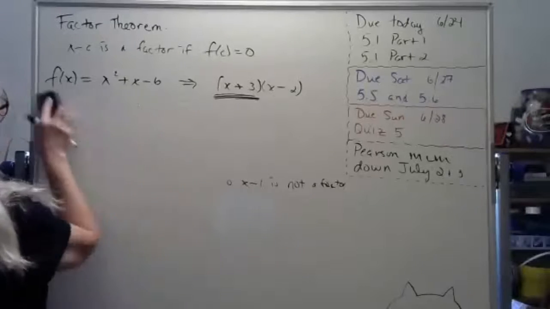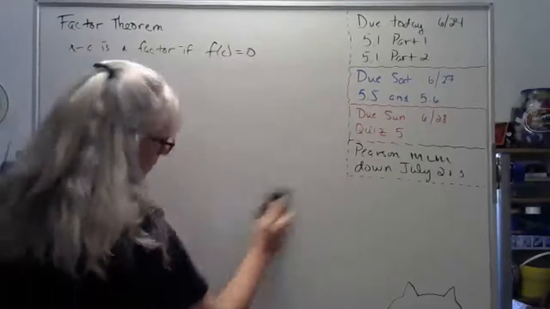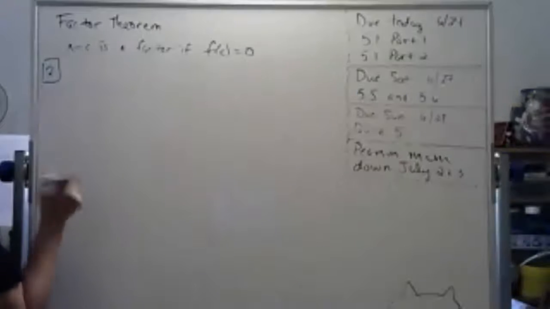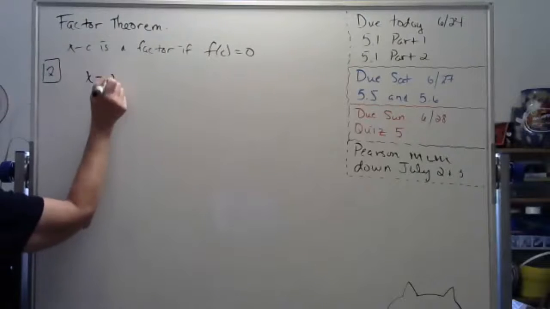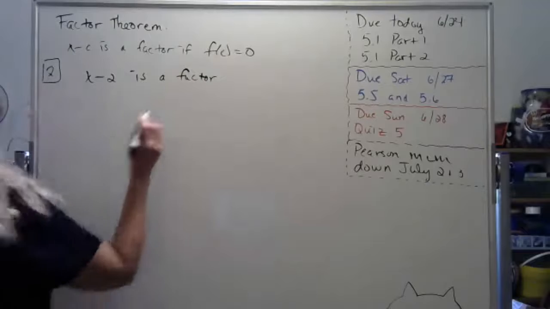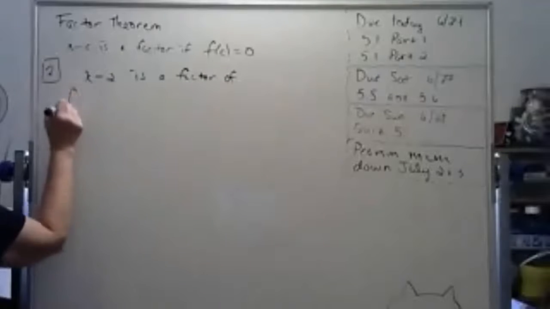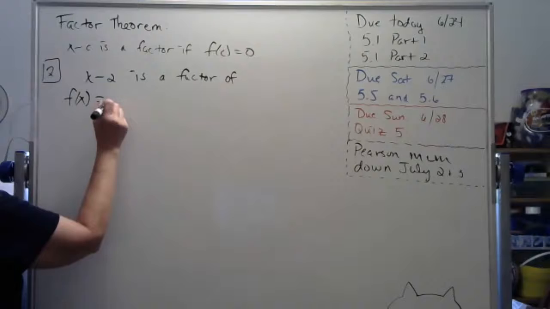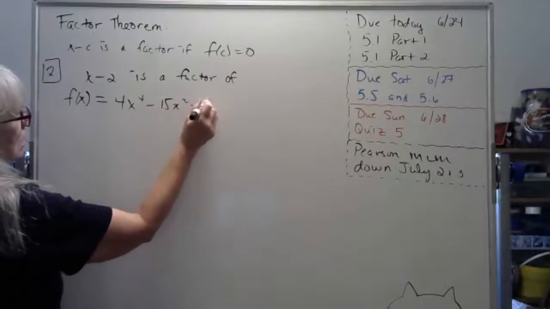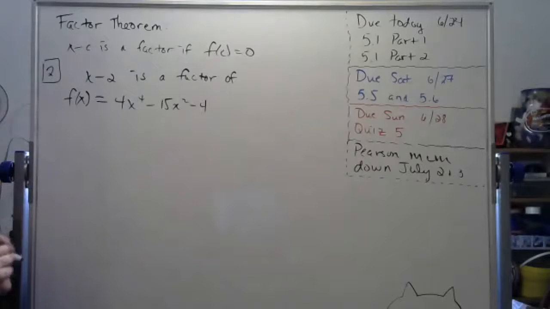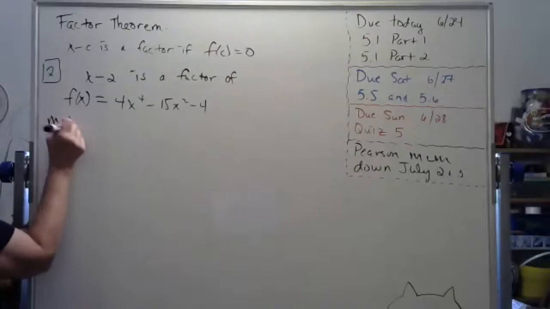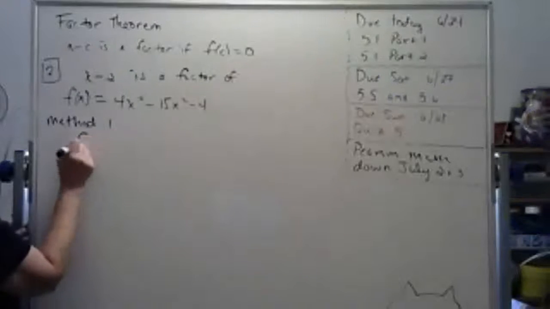So example 2. It says use the factor theorem to determine whether or not x minus 2 is a factor of f of x equal to 4x to the 4th minus 15x squared minus 4. We have 2 ways of doing this. The first way is what we just got through doing, the functional notation. So method 1 is to come in and find f of 2.